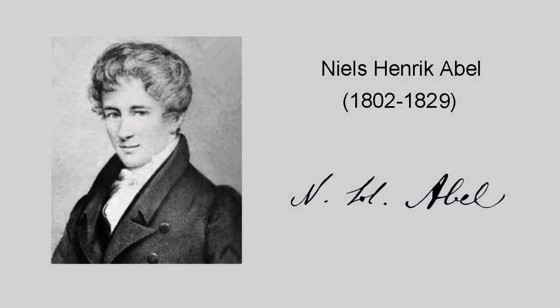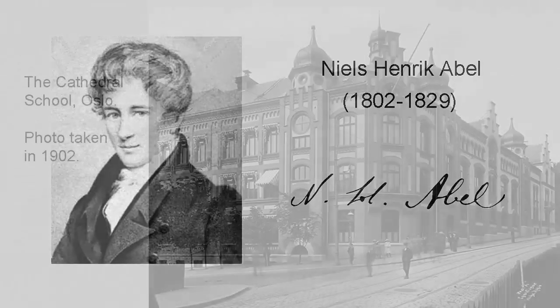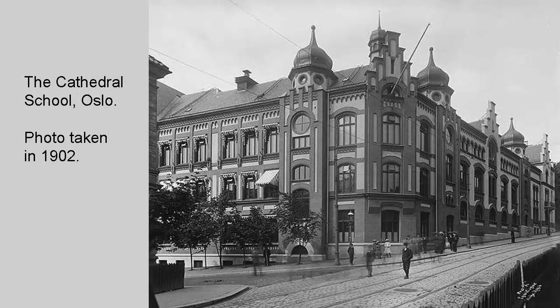Niels Henrik Abel was born on the island of Finnøy, near Stavanger, Norway, in 1802. His father was a poor Lutheran pastor, and it seems that his mother had personal problems and wasn't very involved with her children. Niels was sent to the cathedral school in Oslo, or Christiania as it was then known, when he was 13. And it was here that his mathematical ability was recognised a couple of years later, following the arrival of a new mathematics teacher, Bernt Holmboe.